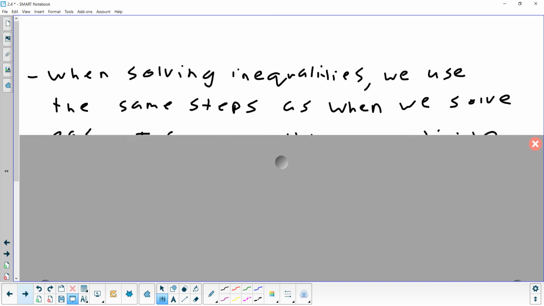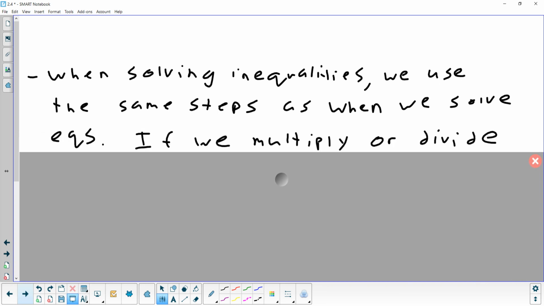So when we're solving inequalities, we use the same steps as when you're solving an equation, but I hinted at this earlier. What happens if you multiply or divide each side by a negative number? What do you have to do with an inequality that you don't with an equation? You have to change the sign. Like if it's less than, you're gonna make it greater than. Right, you gotta flip it.